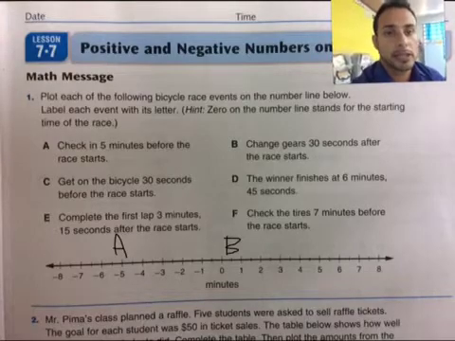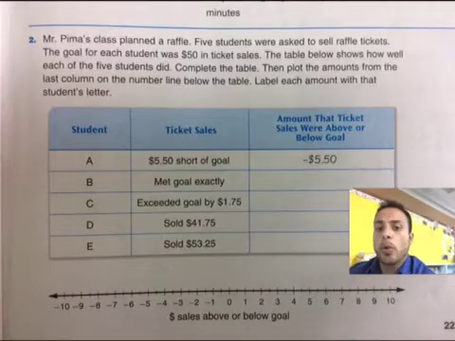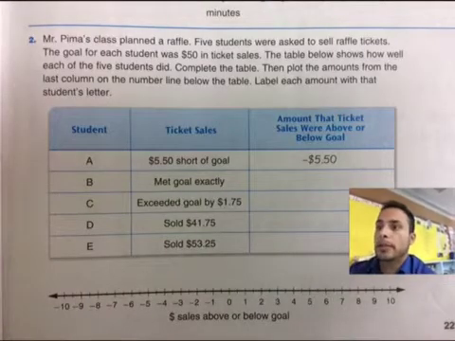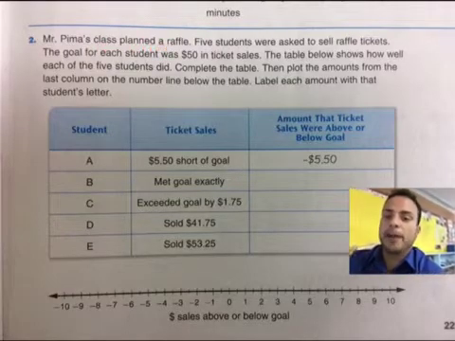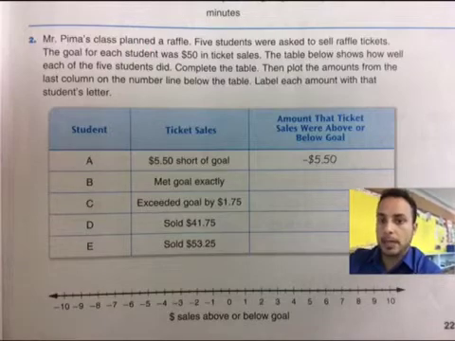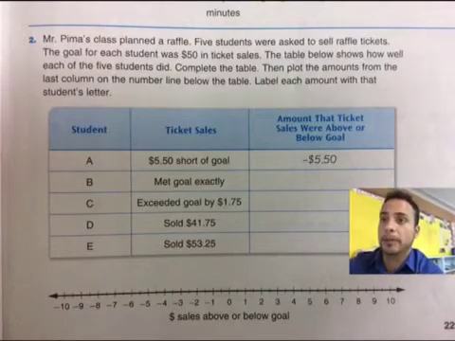Okay? Let's look at number 2. You can pause the video now. Question 2. Let's go ahead and read it together. Mr. Pima's class planned a raffle. A raffle is when people put money in and they buy a ticket and they pick out a ticket to see who wins. Okay? They planned a raffle.